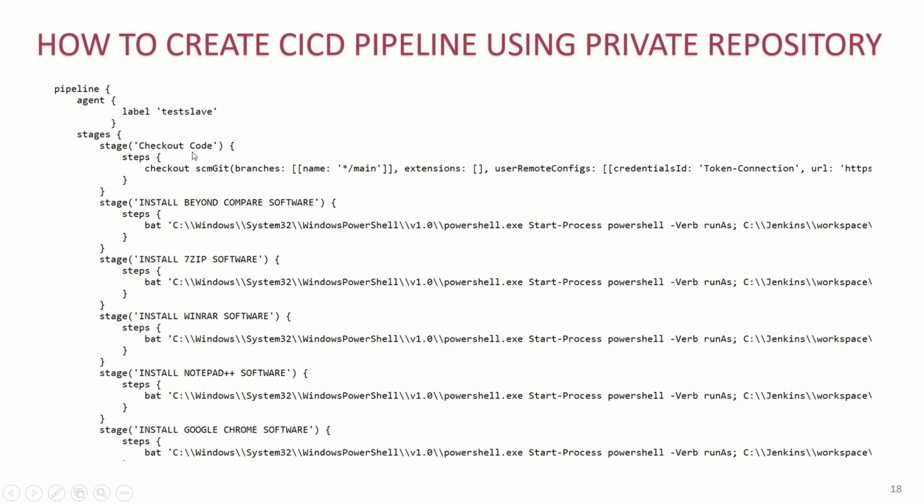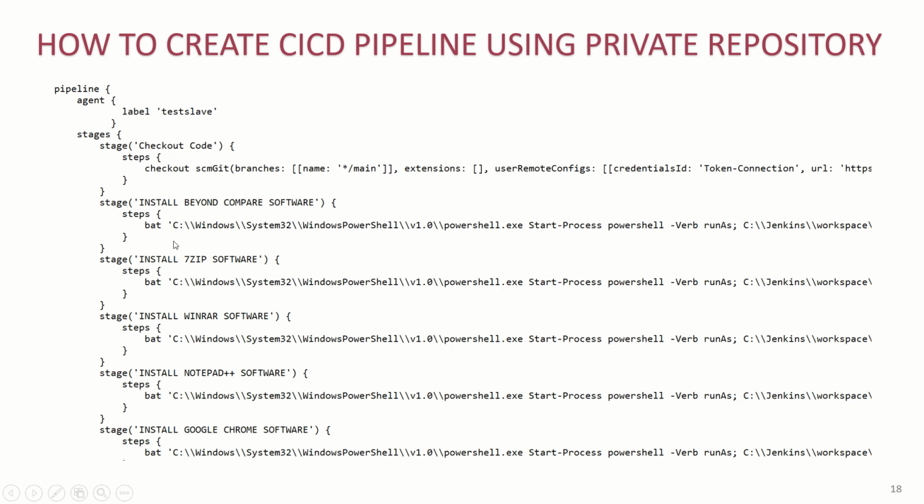So first is checkout code, then install Beyond Compare software, then install 7-Zip software. All these names should be different, because if you place the same name in any two stages, then the pipeline will fail. Okay, second thing, from where I got this checkout code generated, I'll show you in our practical demo, how I have generated this particular code. Everything will start from scratch, and then we'll build up this complete pipeline.